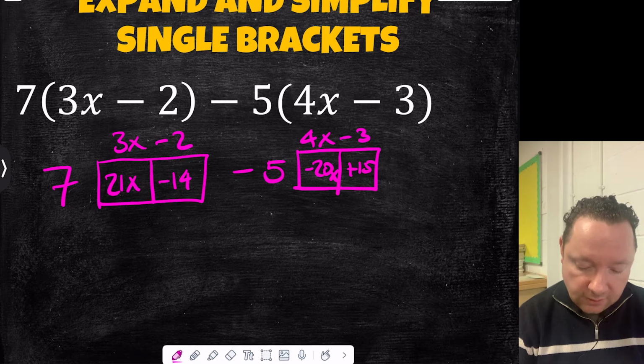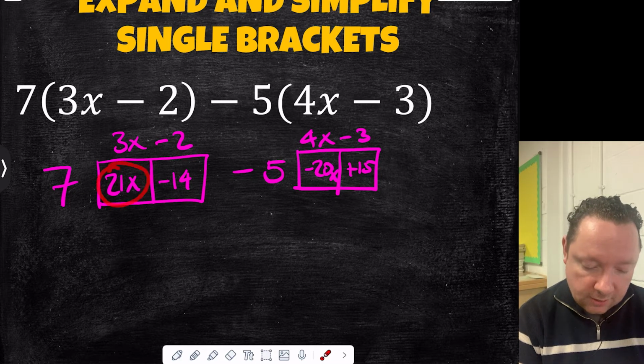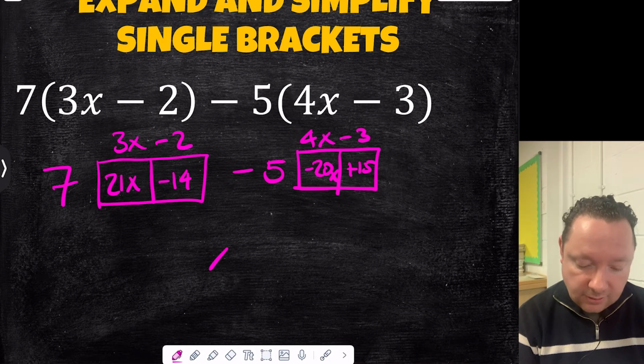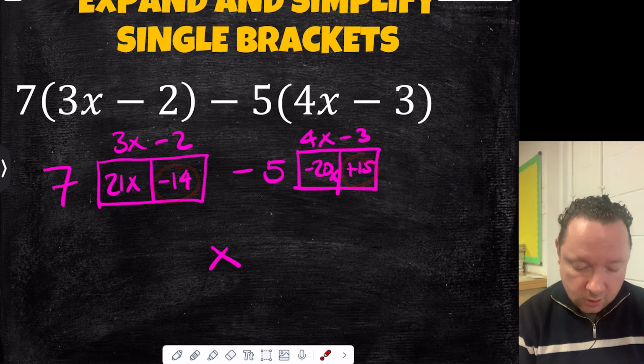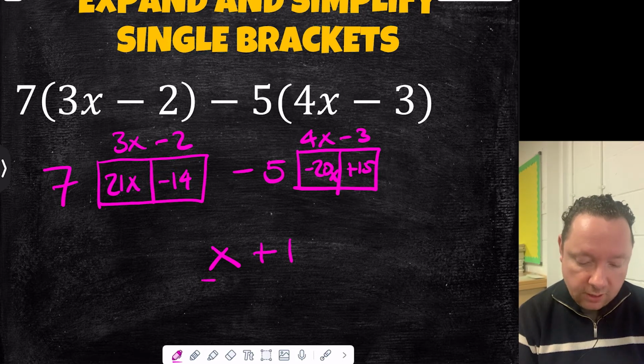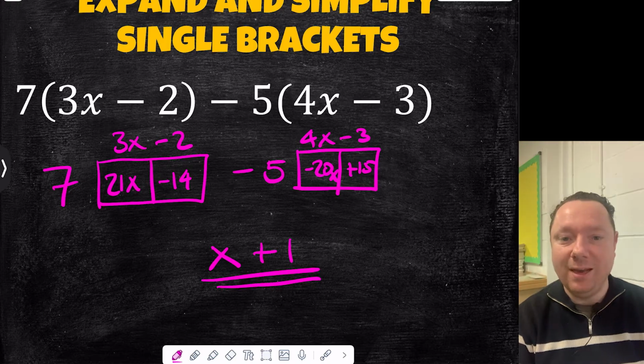So you should be able to see that we have got inside the boxes 21x minus 20x. So I can immediately write x. And then looking at the number parts, minus 14 plus 15. 15 minus 14 is 1, so it's plus 1. So our answer, without much extra work, is x plus 1. And we're done there.